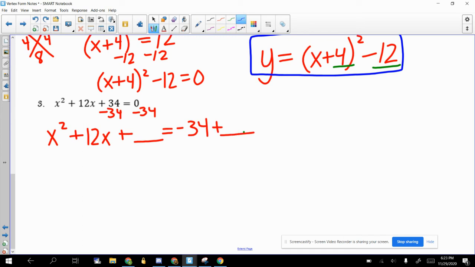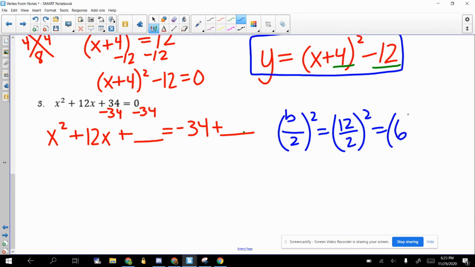And I'm going to figure out what goes in those blanks here. So we're taking our b value, which is 12, dividing that by 2, which is 6, and then squaring it. So 6 squared is going to give us 36. So that's what goes in the blanks.